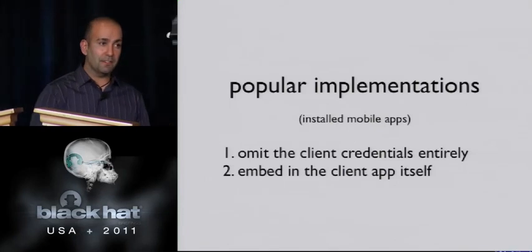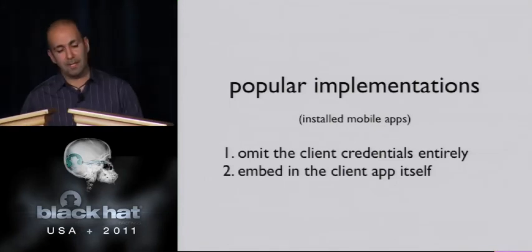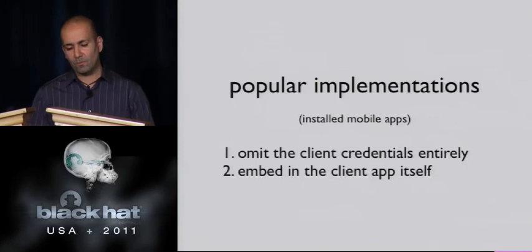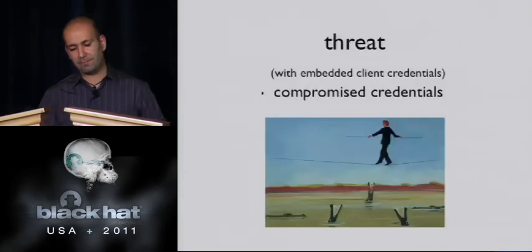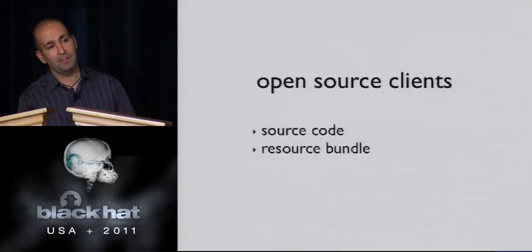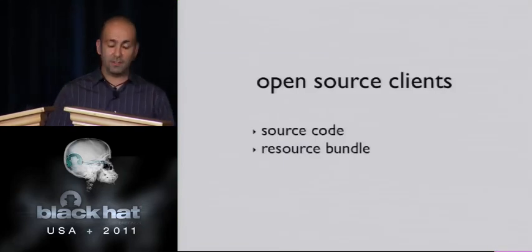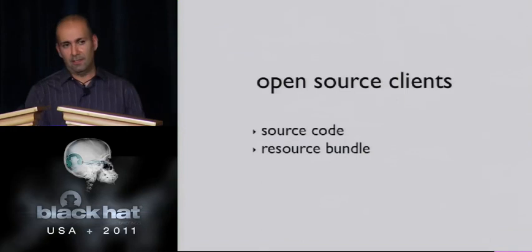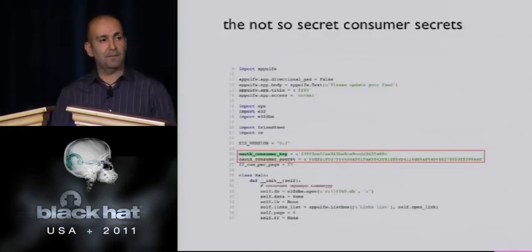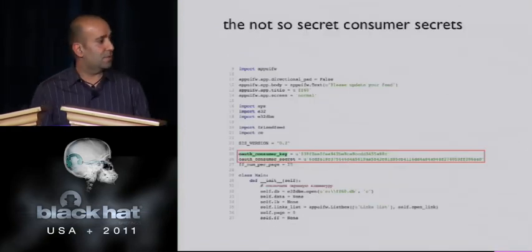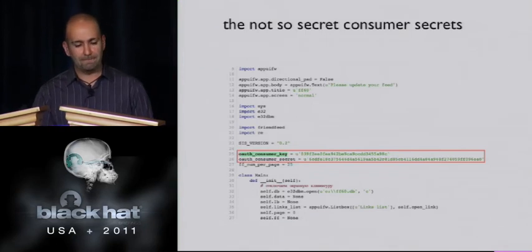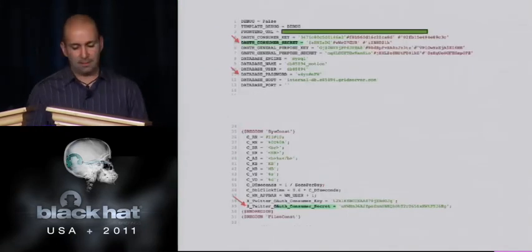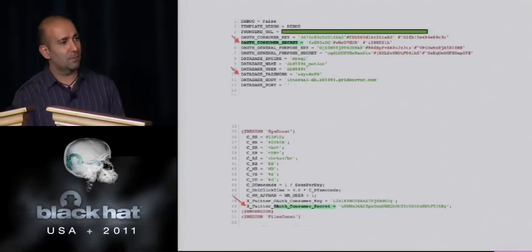And the other option is obviously embedding them into the third-party client app itself. And when you do that, you're running a risk of having them compromised. If you're using an open source client, then you have to embed it in your source code usually. And any of us here can go and do some Google code searches and find several popular third-party OAuth clients with their consumer credentials in there. And that one on top actually has a database username and password as well to go with that.